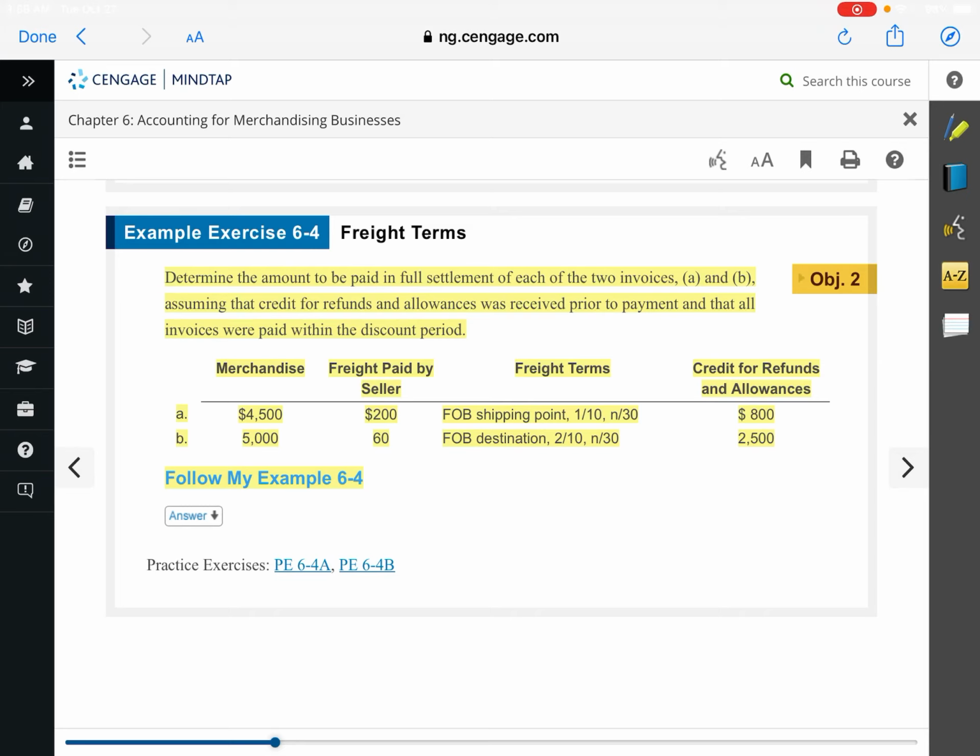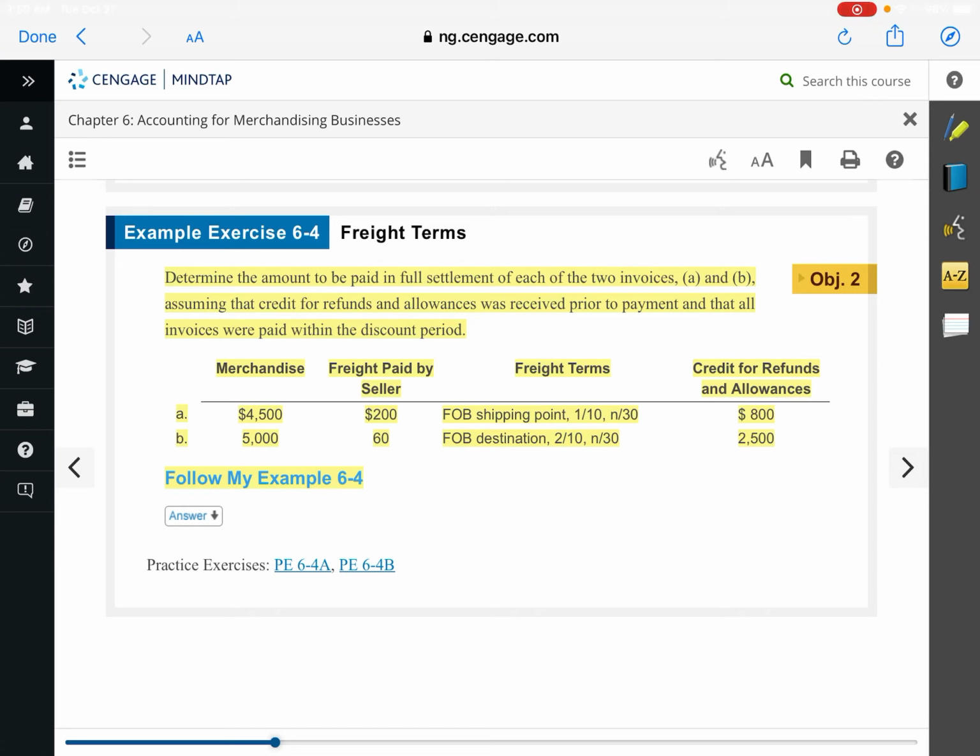All right, so part A, they're two separate parts. Part A, merchandise was purchased for $4,500. Freight was paid by the seller. The terms were FOB shipping point, and they offered a discount of 1% if it was paid within 10 days. If you chose not to act on that, the net amount was due in 30 days, and then they returned $800 worth. So a whole lot going on here. So let's break it down, okay?